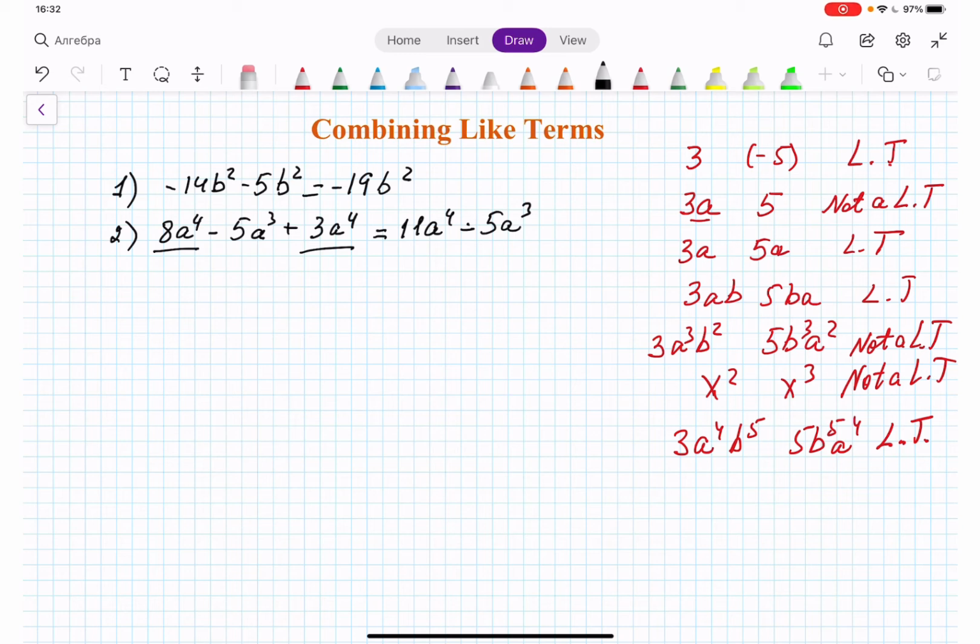Question number 3. 4x plus 2y minus 7x minus 7y. So 4x and negative 7x are like terms, and 2y and negative 7y are like terms. So 4x minus 7x is going to be negative 3x. 2y minus 7y, it's going to be minus 5y. Question number 4.